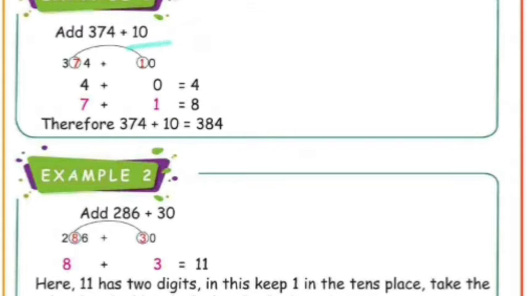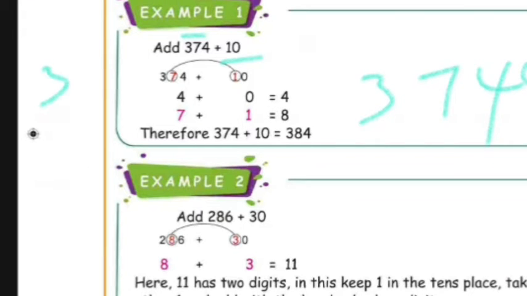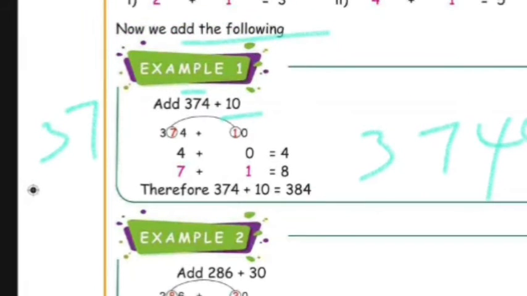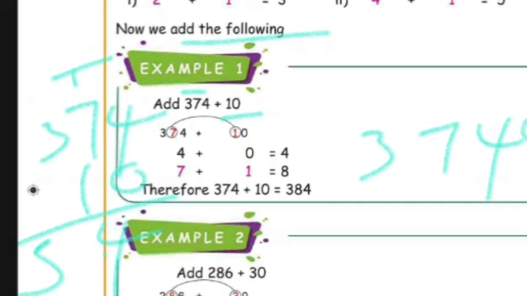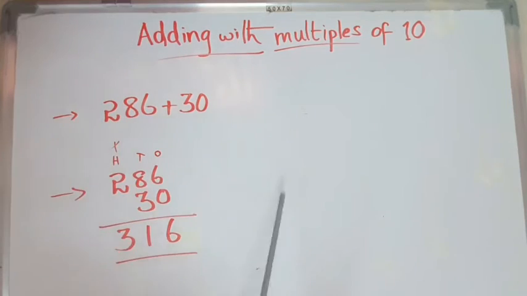374 plus 10. Let us see. Now we have to add 374 plus 10. Now what will be the sum? 4 plus 0, 4. 7 plus 1, 8. And 3 we have to write as it is. Only a change in the place of tens. Now look over here.